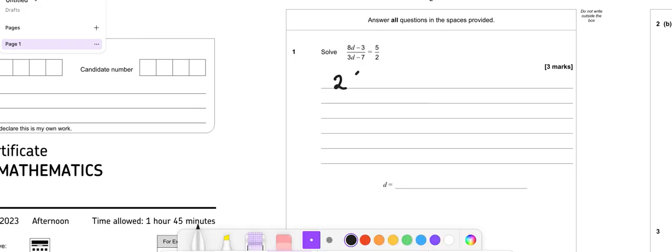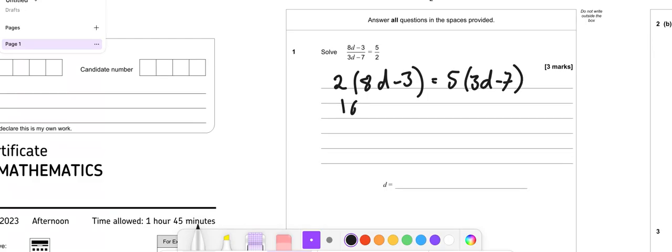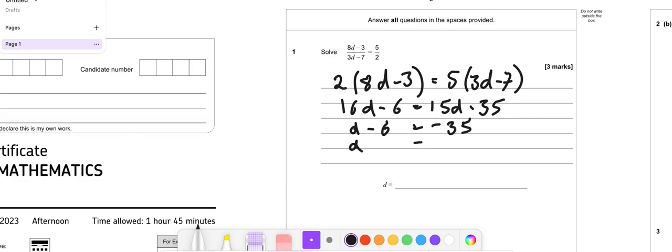So I get 2 lots of 8d minus 3 equals 5 lots of 3d minus 7. Multiply all that out, I get 16d minus 6 equals 15d minus 35. Take 15d from both sides: d minus 6 equals minus 35. Add 6, d equals minus 29.